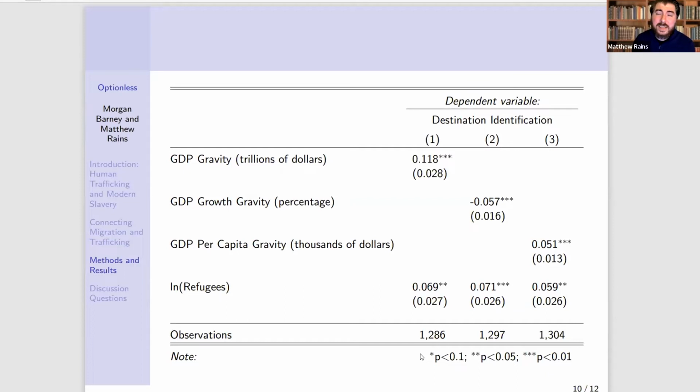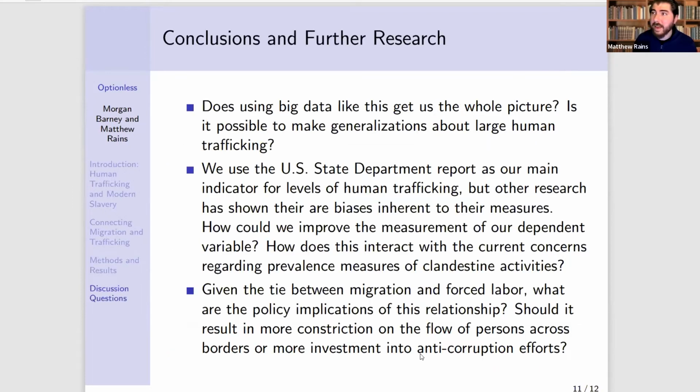And we find the exact opposite for destination, right? The more positive your economic gravity is, the more you're identified as a destination of human trafficking. And so Morgan, I will pass it over to you for the discussion.